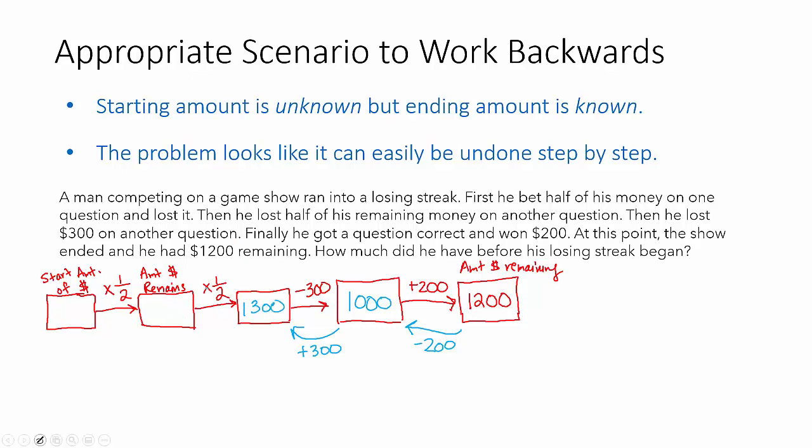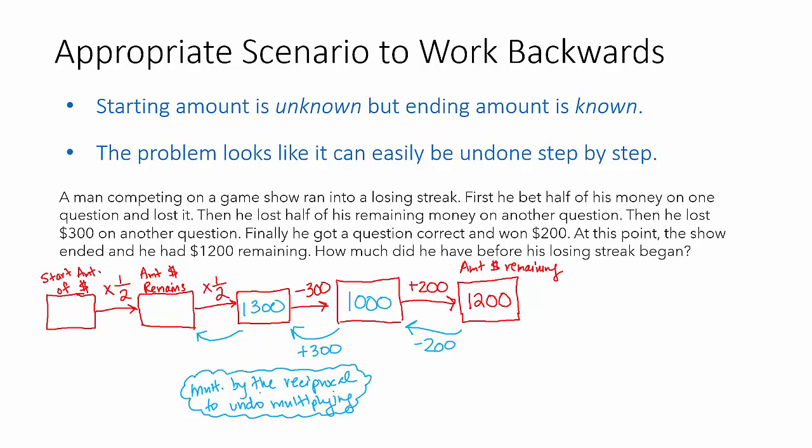To undo multiplying, we divide. Now dividing by 1/2 makes some people uneasy. I do want to talk about how I'm going to multiply by the reciprocal to undo multiplying. Okay, so make a little note here. I think it's easier. So to undo multiplying by 1/2, I multiply by 2/1. Think about that. Halving and doubling, right? They undo each other. So 2 times 1,300 is 2,600.